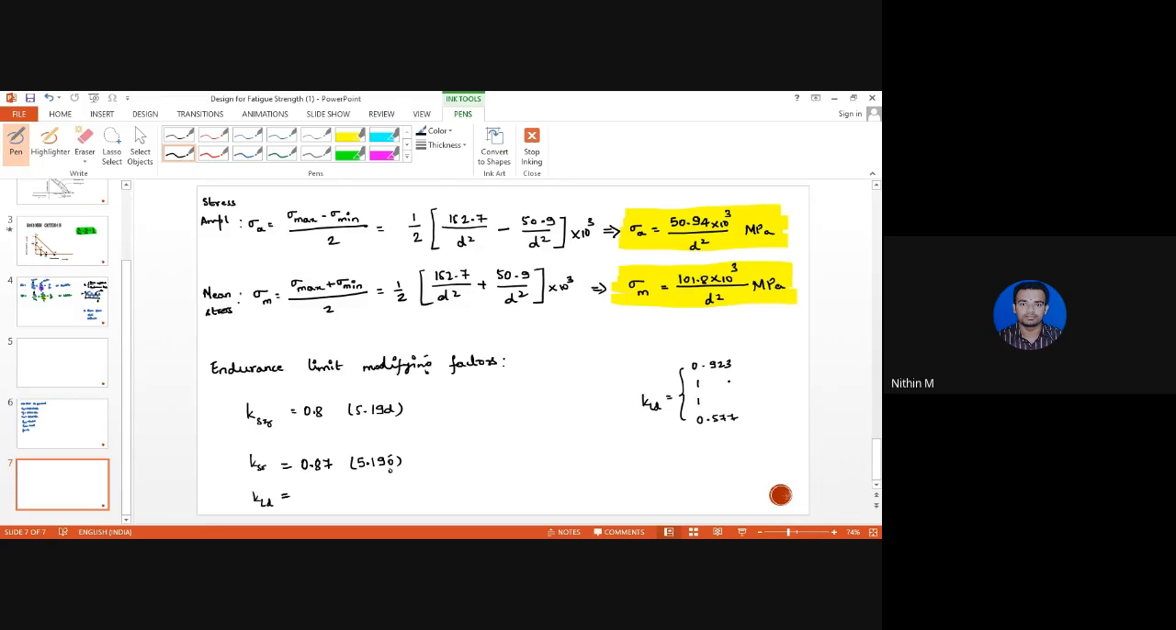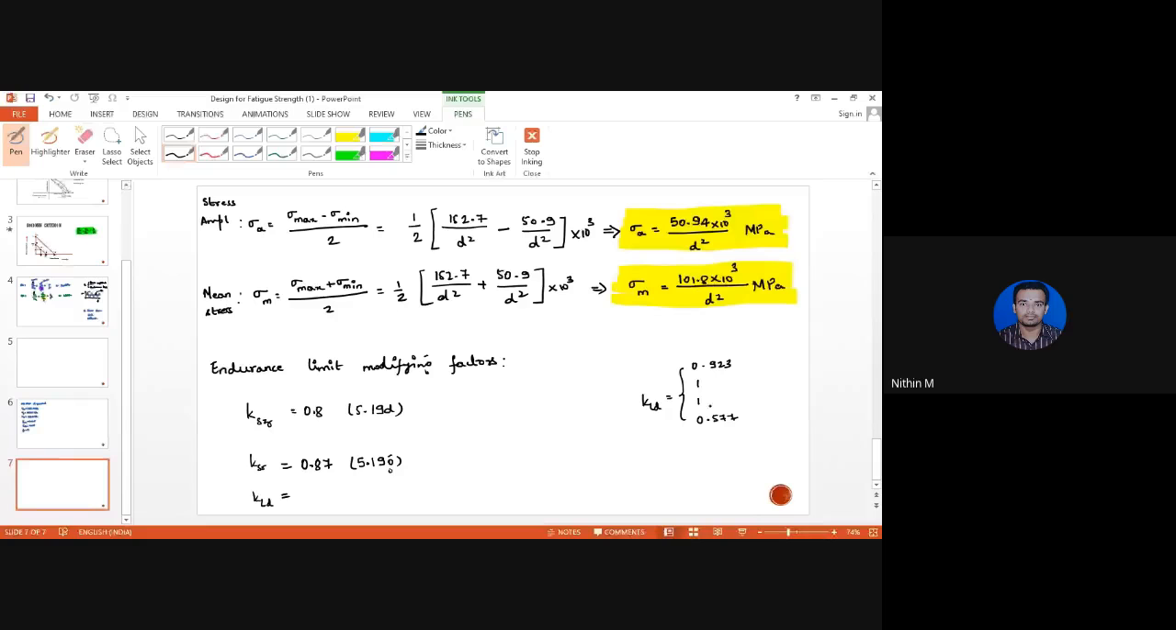For axial load, if the ultimate strength of the material is greater than 1520 MPa, the load factor will be 1. If the component is subjected to bending, the load factor will be 1. If the component is subjected to a combination of torsion and shear, for example a shaft on which a twisting moment is applied along with a force, it is actually trying to shear the component. In such a case the load factor will be 0.577. In our case, the component is subjected to axial loading.